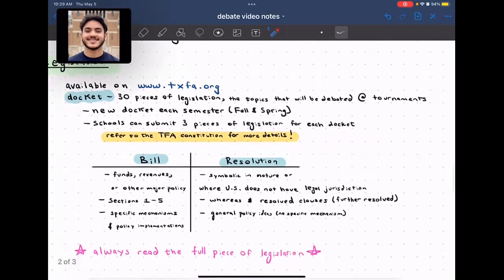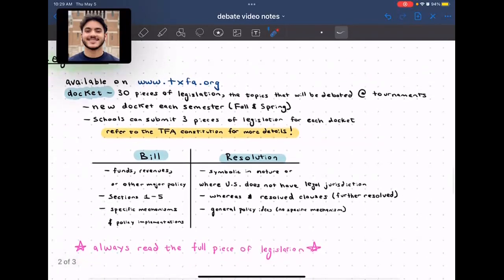Now, a common question that I get asked is, once you open up this TFA Congressional Debate docket, these bills and resolutions, they're not all the same. So what is a bill and what is a resolution? That's a really good question.